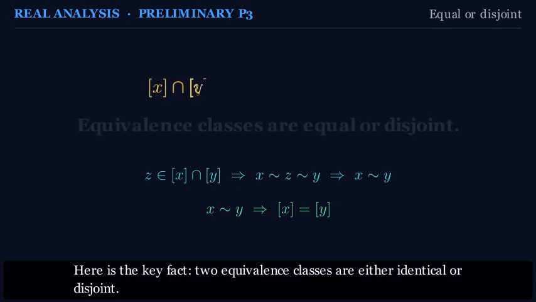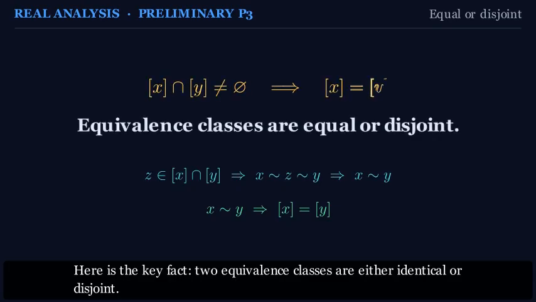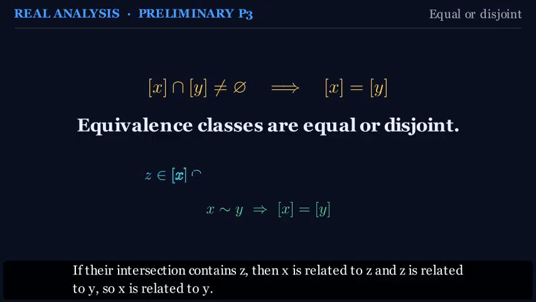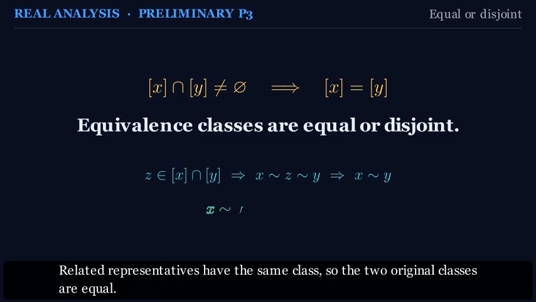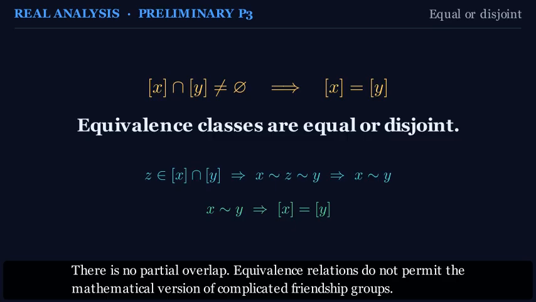Here is the key fact: two equivalence classes are either identical or disjoint. If their intersection contains Z, then X is related to Z and Z is related to Y. So X is related to Y. Related representatives have the same class, so the two original classes are equal. There is no partial overlap. Equivalence relations do not permit the mathematical version of complicated friendship groups.